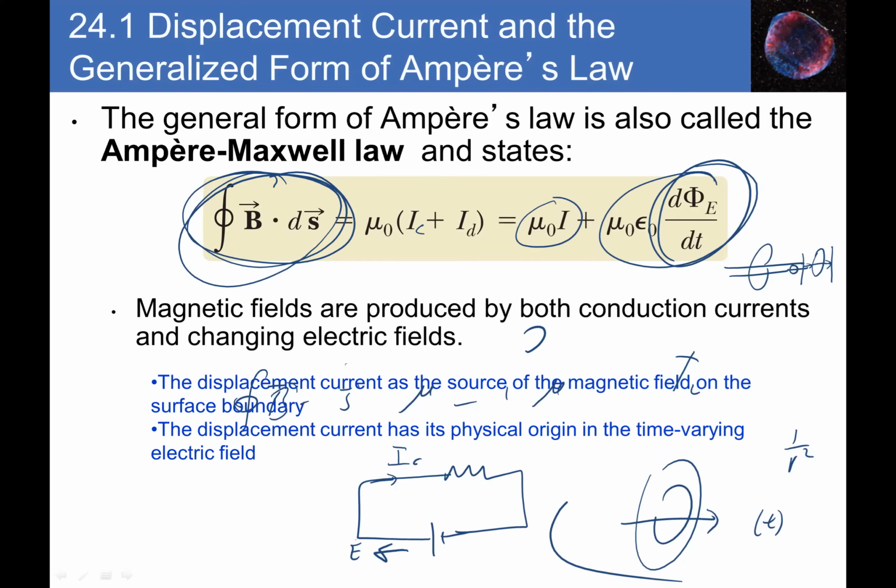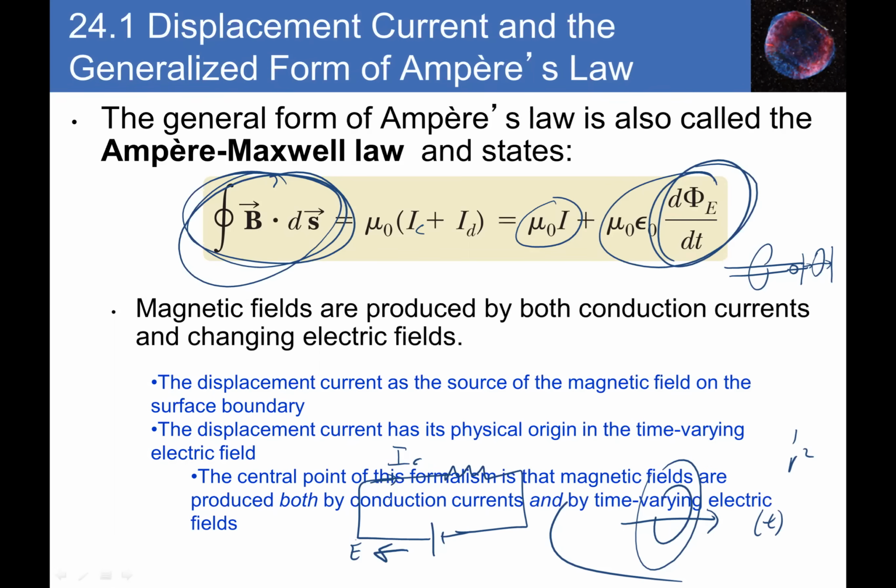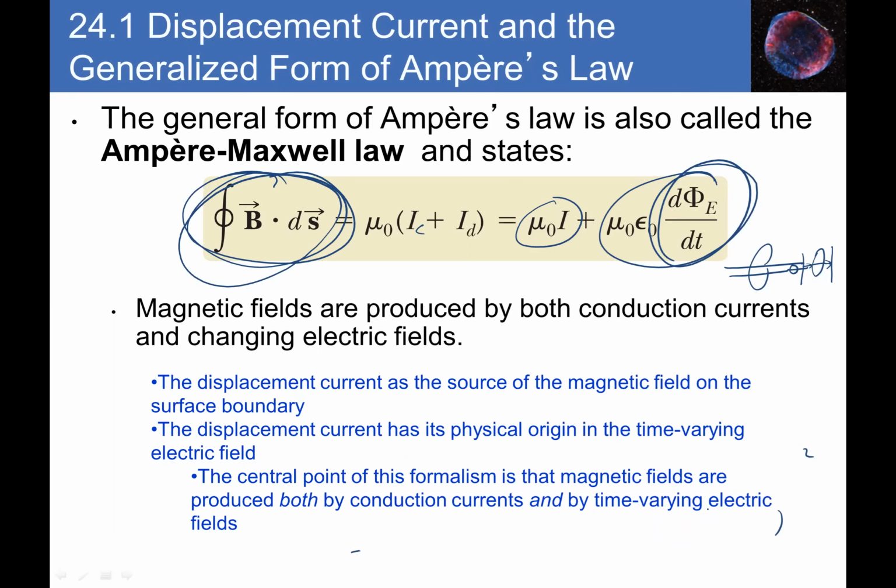Let's see what we have over there. The displacement current is the source of magnetic field on the surface boundary, and the displacement current has its physical origin in a time-varying electric field. Again, hopefully it's all clear now. That's the central point of the formalism of the magnetic field, which is produced both by conduction current and by the time-varying electric fields.